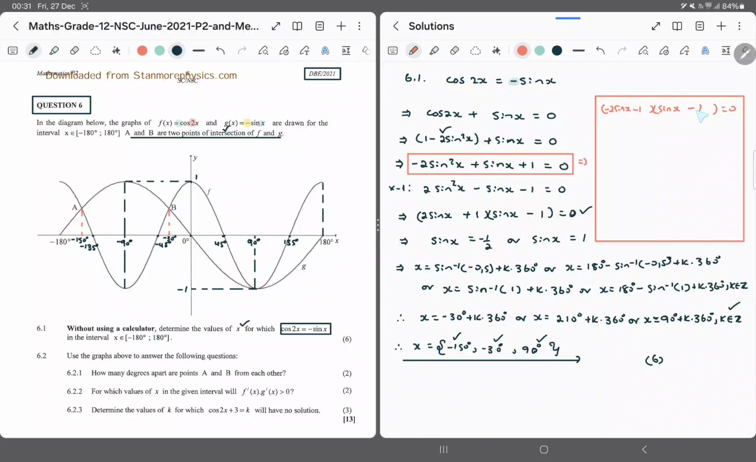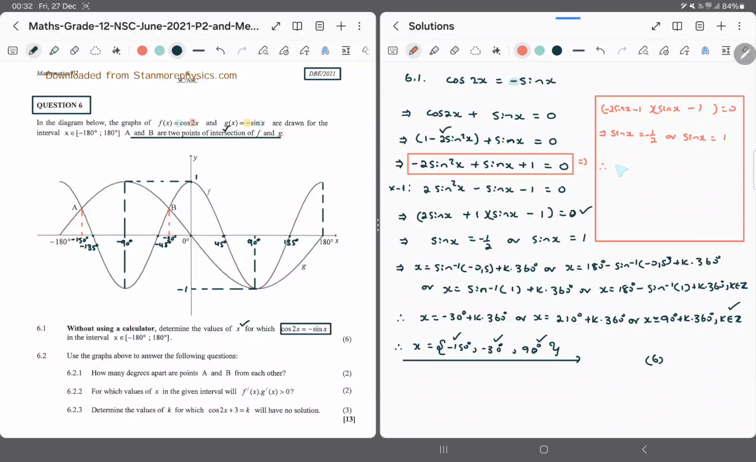And this is going to be minus 2 sine x times 1 is plus 2 sine x minus sine x. It gives us plus sine x. Minus 2 sine x times sine x is going to give us minus 2 sine squared x. That gives us a plus 1. So this implies that sine x is a half. No, not a half. So this is going to be 1 divided by minus 2. So this is minus a half, or sine x is 1. So this is good. Can you see we still get the same solutions?